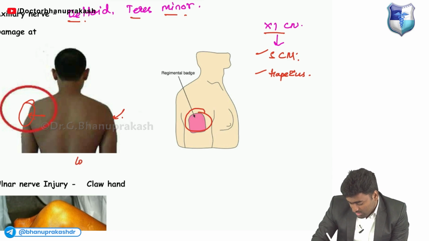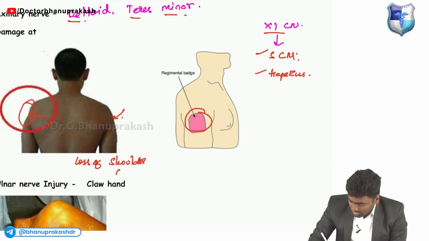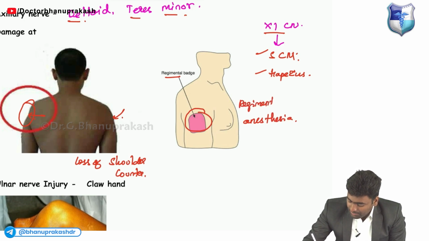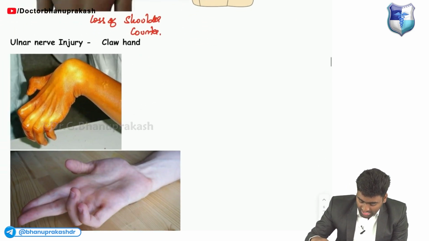So there is this loss of shoulder contour, and there will be this anesthesia. This anesthesia is known as regimental badge anesthesia, also known as regimental anesthesia. Fine. And next, about this ulnar nerve.